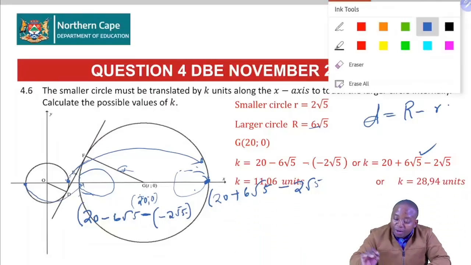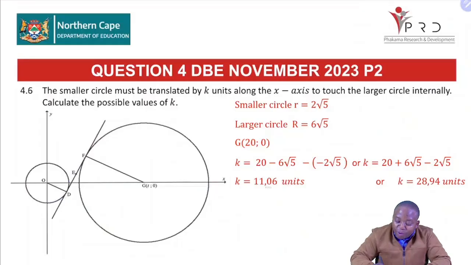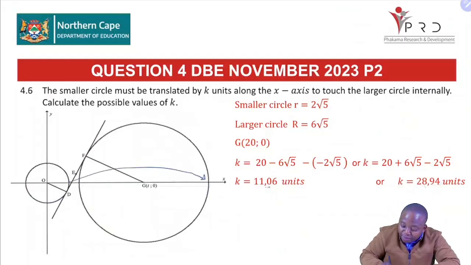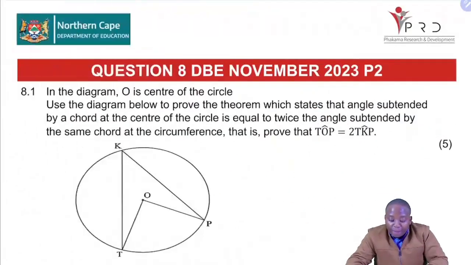Then we can now find our K to be how much? K can either be 11,06 units, or K is now 28,94 units. So this one is 28,94. And this one can be 11,06 units to get to that point.